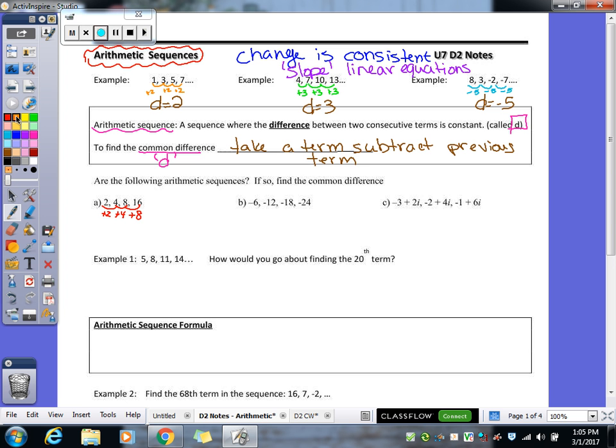No. I did hear somebody say that you could multiply by 2, and isn't it always multiplied by 2? Yeah, but it's not arithmetic because arithmetic means we add to get to the next number every single time. So that one is not an arithmetic sequence.